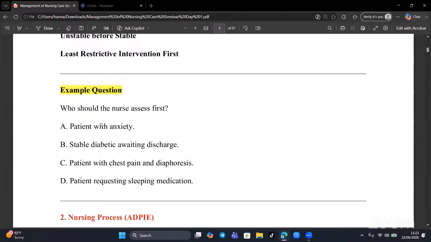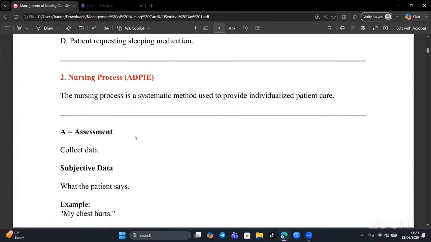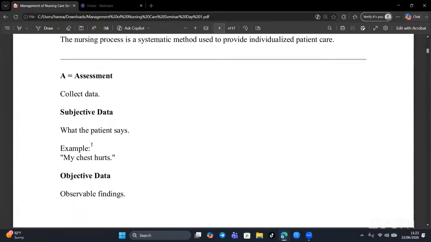So after everything you understand, we've got the nursing process. The nursing process is a systematic method used to provide individualized patient care. So we have the assessment. Under assessment, we are collecting data from head to toe. Some the patient will say, some you will see or observe, either using equipment or machines, or using your hands, percussion, palpation, and all those to collect the data. This is assessment.